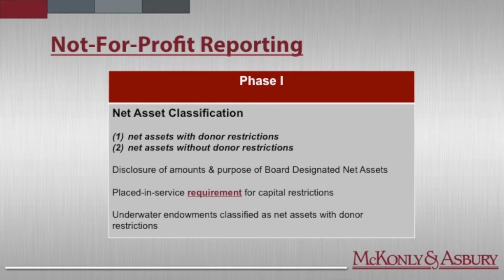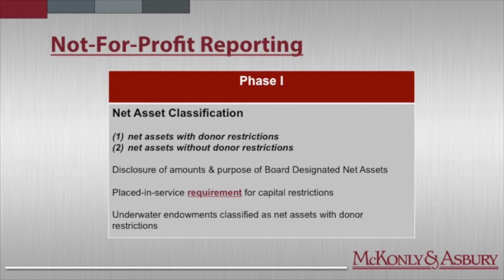Phase 1, as they call it, which is what I'm going to talk about most today, starts with net asset classification. So currently we have 3 classifications of net assets, which is unrestricted, temporarily restricted, and permanently restricted. This exposure draft is proposing that we will now move to 2 classifications of net assets. The first one being net assets with donor restrictions. So this will capture everything that we called temporarily restricted and permanently restricted in the past, and net assets without donor restrictions, which will mostly be your unrestricted net assets.